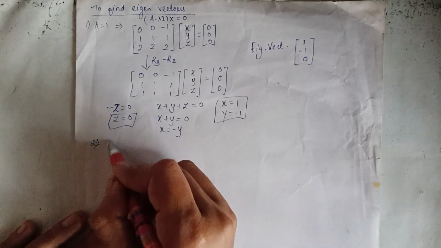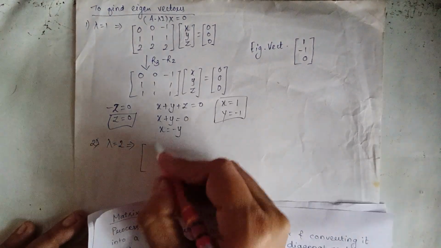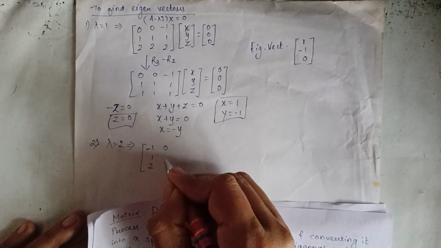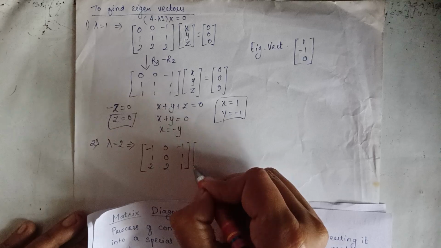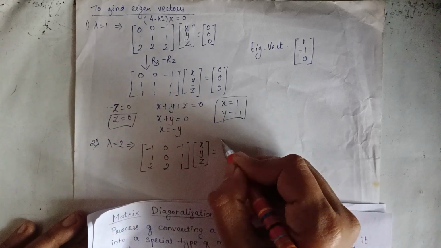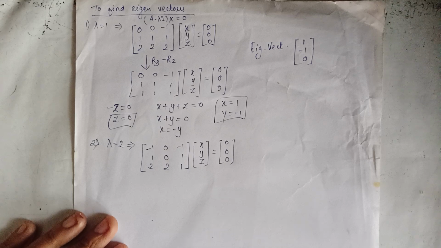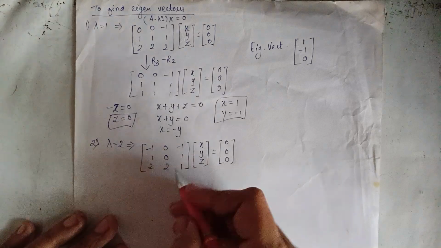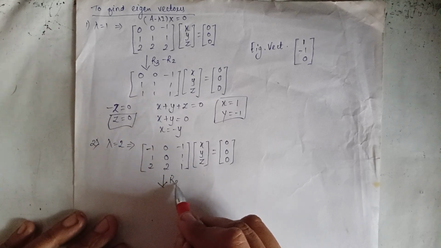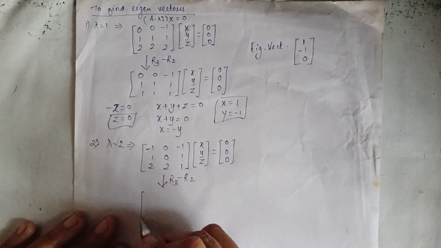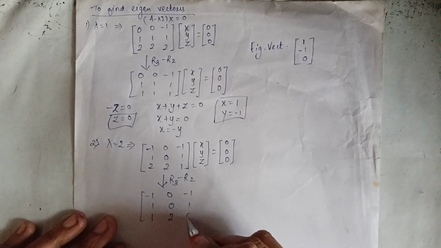Next is lambda is equal to 2. Okay. So we'll get 1 minus 2, minus 1; 2 minus 2, 0; 3 minus 2, 1. If you want to reduce, you can reduce this. Here also two rows are the same, correct? So I'll do R3 minus R2. So I'll get minus 1, 0, minus 1, 1, and this is 1, 2, 0.